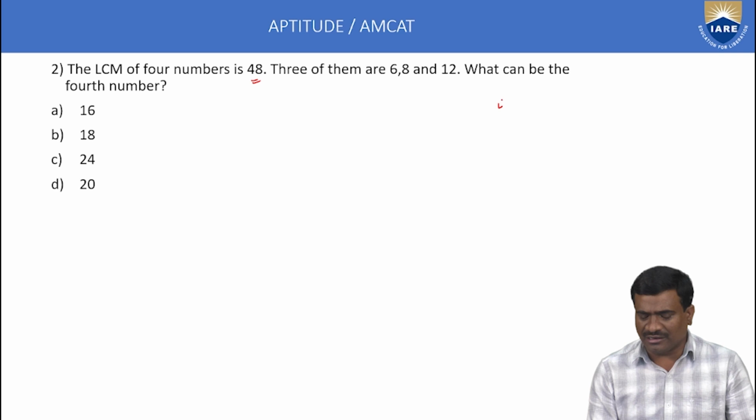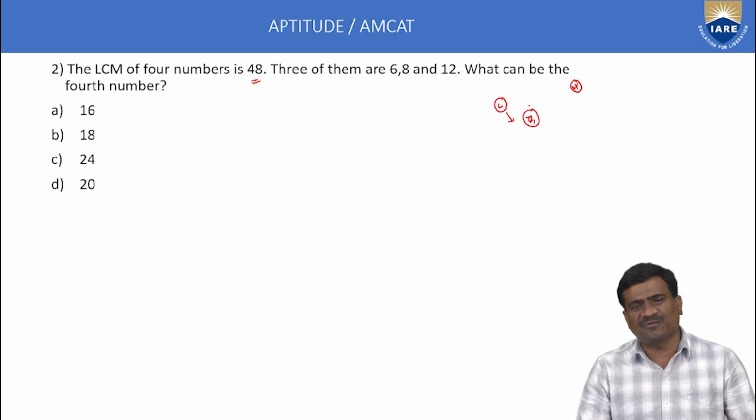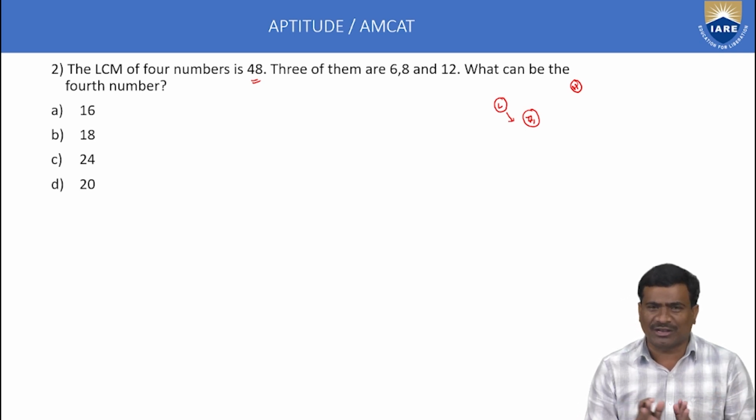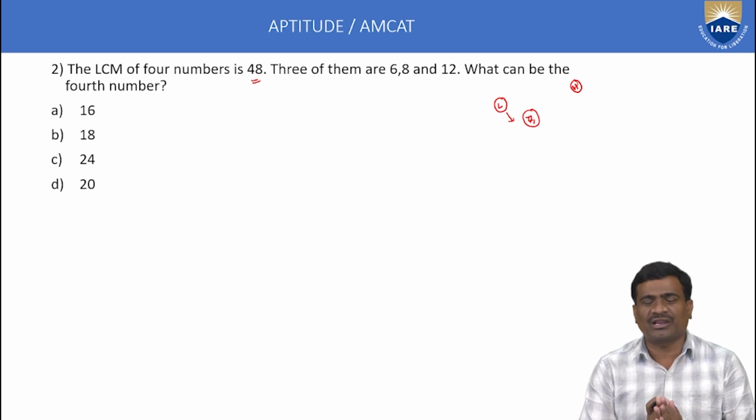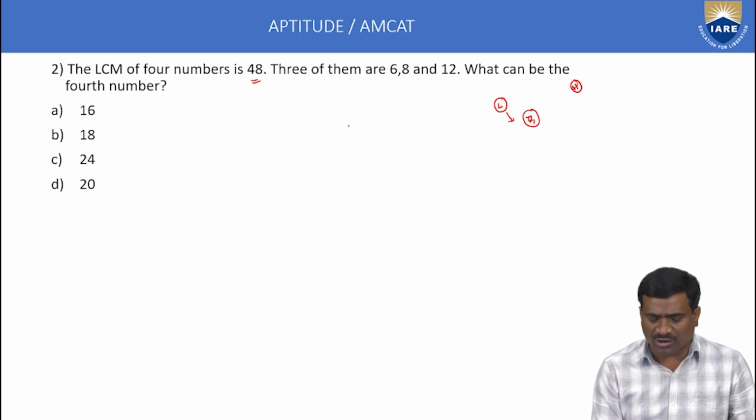LCM, L indicates least common multiple. H indicates highest common factor. LCM is always greater than or equal to the given numbers. HCF is always less than or equal to the given numbers. Here, calculate LCM, apply only the LCM concept.